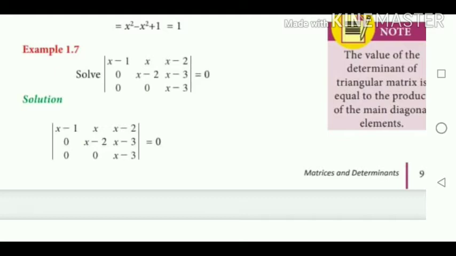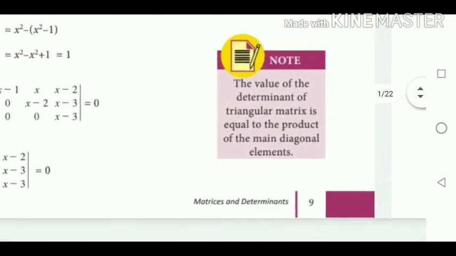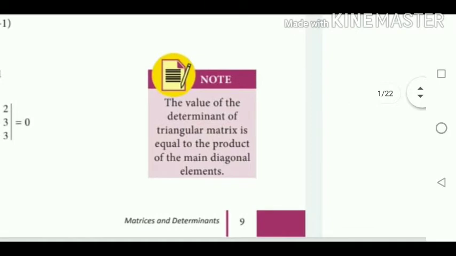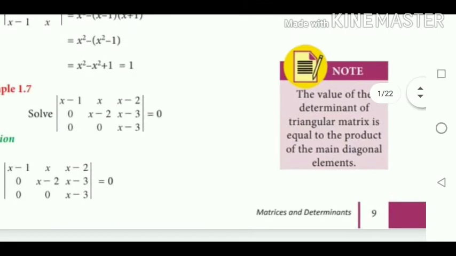Here one note is given. See this note: the value of the determinant of a triangular matrix. I already said what triangular matrices mean in the previous class. The value of the determinant of a triangular matrix is equal to the product of the main diagonal. Here the main diagonal is x minus 1, x minus 2, x minus 3. Here it is a triangular matrix because in this matrix, see the bottom, it is in triangular form.